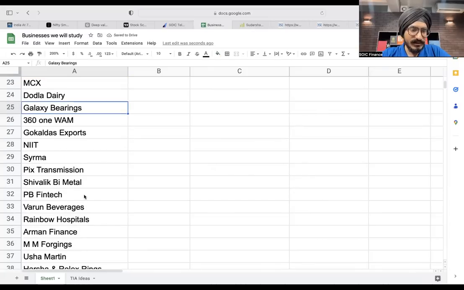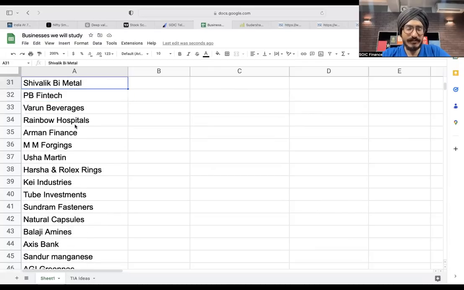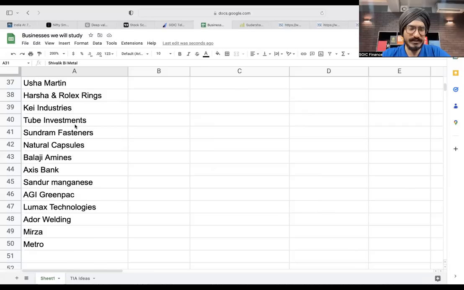Then right, so Gokul Das Exports पे कर सकते हैं, Pix Transmission पे करते हैं, Shivalik Biometals पे करते हैं. Let's take up 7-8 more businesses, and anyways you have this list with you to study.